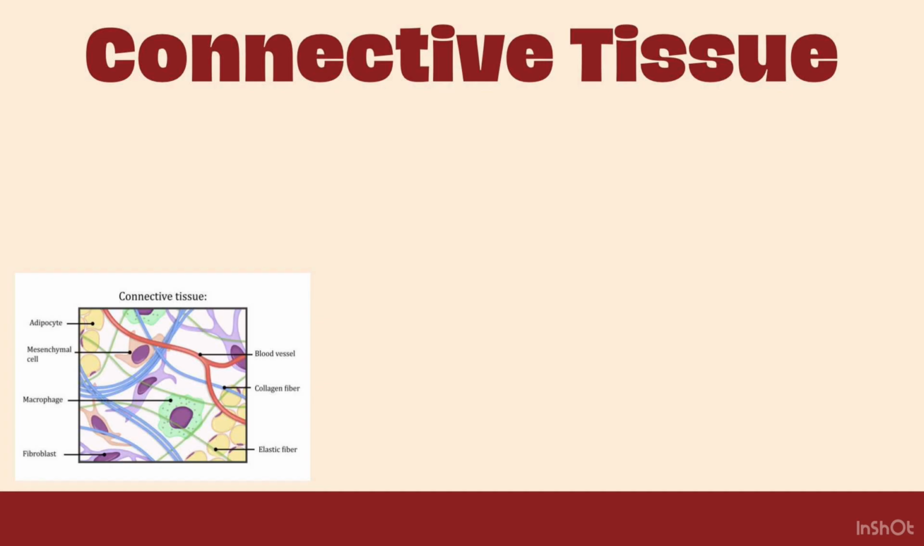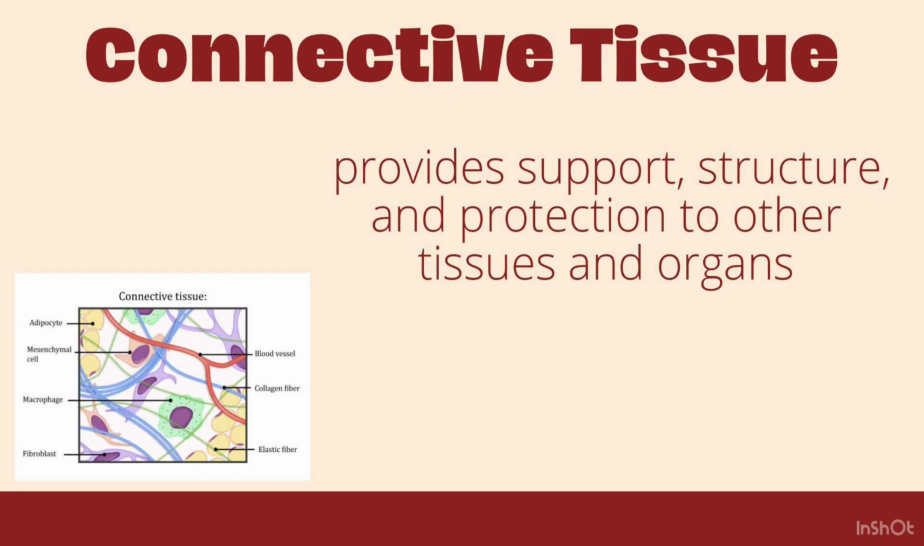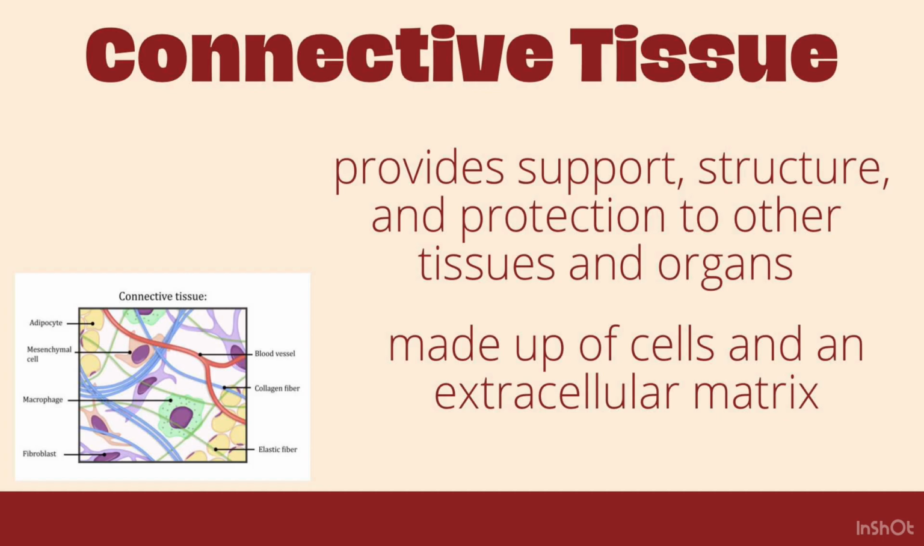Now let's look at connective tissue. Connective tissue is a type of tissue in the body that provides support, structure, and protection to other tissues and organs. It is made up of cells and extracellular matrix. If you don't remember what that is, it's basically a mixture of proteins and other substances that give connective tissue its strength and flexibility. Connective tissue is found throughout the body in structures such as the tendons, ligaments, cartilage, bones, and blood vessels. It has several important functions, such as providing support and protection to other tissues and organs, connecting different parts of the body, storing energy, and playing a role in immune function.